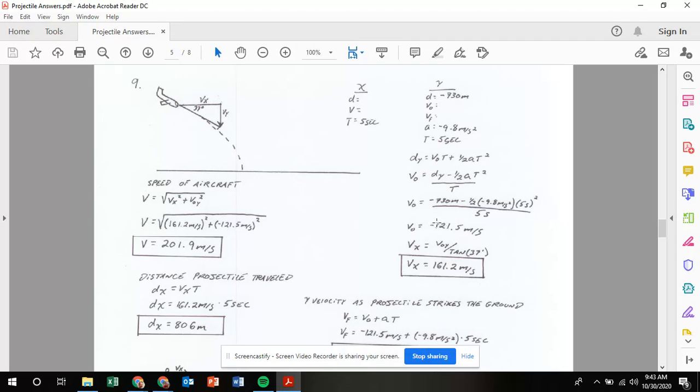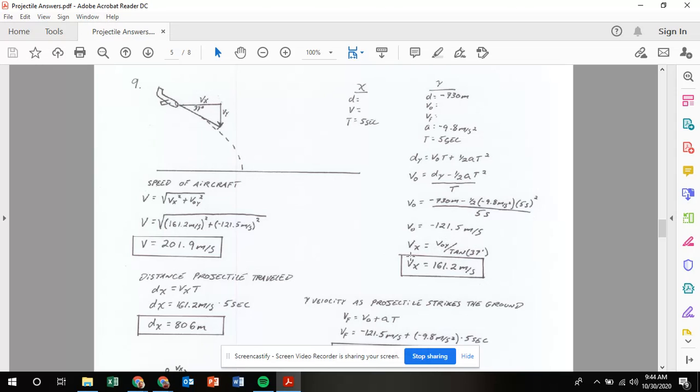And that's going to give us an initial velocity of negative 121.5 meters per second, which makes sense because it's downward. So it should be a negative 121 in this case. Now to find our velocity in the x direction, we now have our opposite side of this triangle. We have our angle, which is 37 degrees. So I would use a little bit of tangent in order to solve for the velocity in the x, because tangent of 37 is my opposite, vy, over my adjacent vx. So when I rearrange that to solve for my adjacent vx, I would have the opposite side divided by tangent of 37.